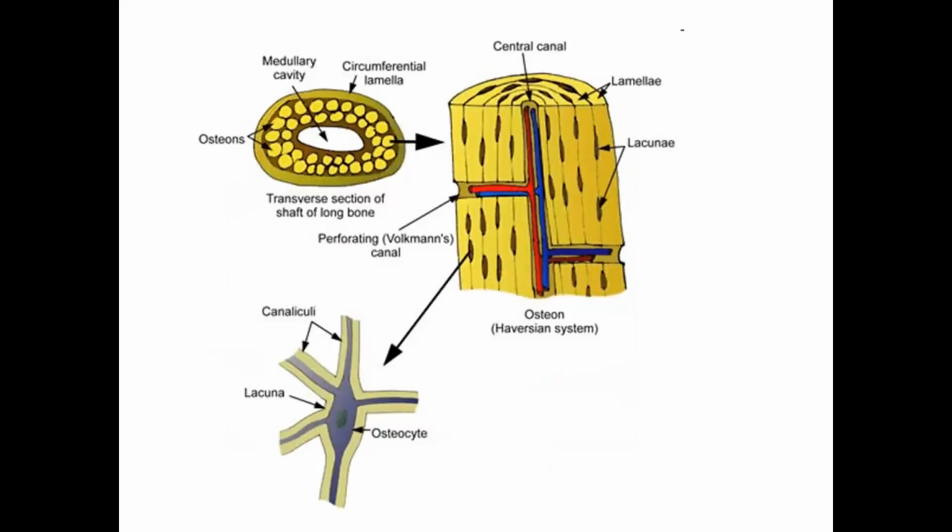Here again, you see a section of the bone where you have circumferential lamellae that go around the whole of the bone. And then you have osteons, and then you have the medullary cavity. So this is a cross section of a long bone shaft. Then if you look closely, you will see the central canal, which has blood vessels. You see the lacunae in which you have the osteocytes. Here you see an osteocyte with its canaliculi reaching different levels, within the lacunae.